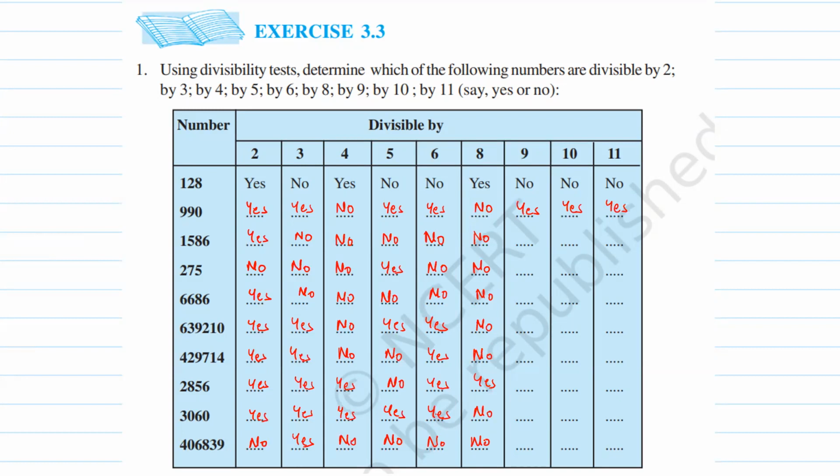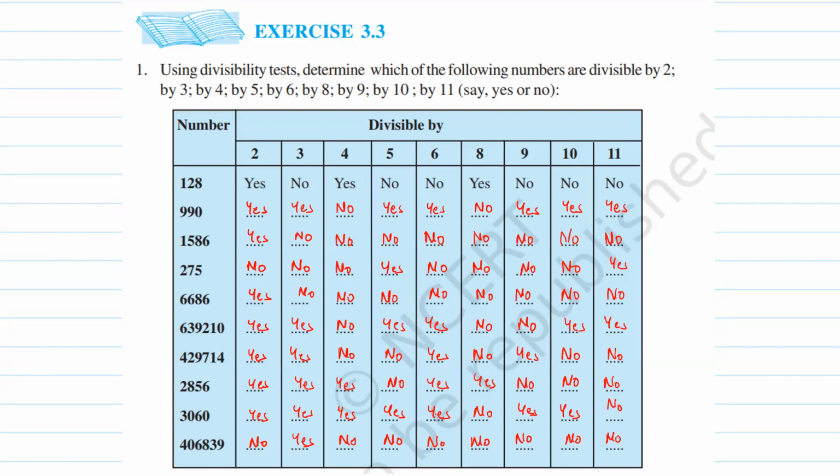Coming to 9, we check whether the sum is divisible by 9 or not, so it will be no. We have to just add all the numbers and see whether it is divisible by 9 or not. So no, yes, no, yes, and no. Then coming to 10, the units digit at the end should be 0. So no, it is clearly visible. No, no, yes, no, no, yes, and no. Coming to 11, the difference of the sum of even place digits and the sum of odd place digits should be 0 or a multiple of 11. So the first is already given no, second is yes, third will be no, then yes, no, yes, no, no, no, and no. Okay, so this is how you will fill this table.